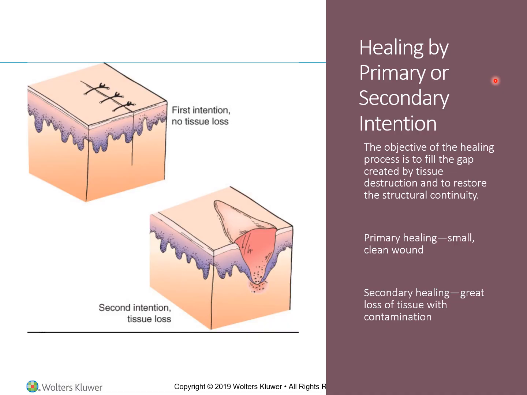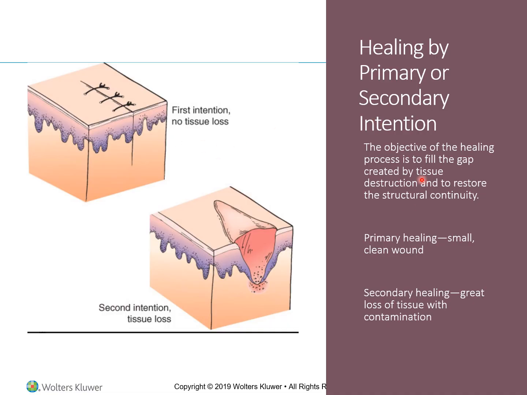When something heals by primary intention, we have what we would consider a small, clean wound. And up in my pictures, you can see this wound I have here. It looks like a surgical incision that is closed using some kind of suture material. You can see that the wound edges are pulled tightly together. We call that approximation, where those wound edges are pulled tight, so they're sort of touching each other.